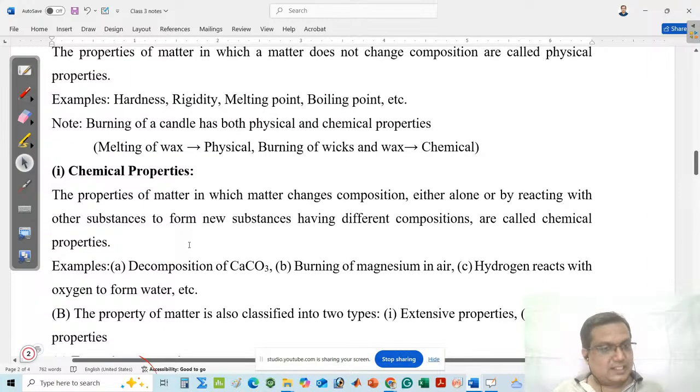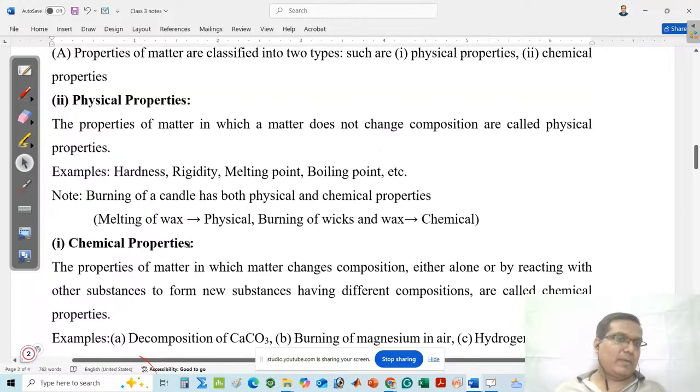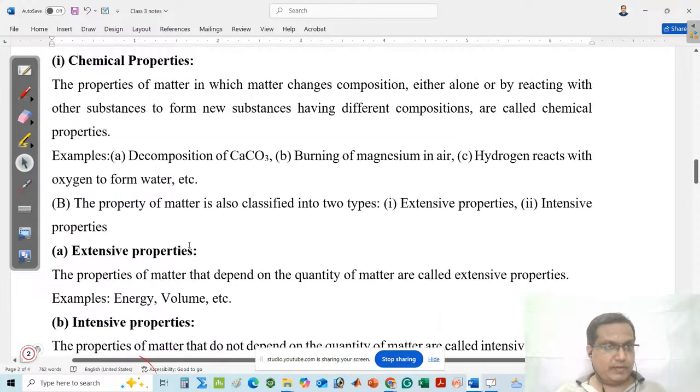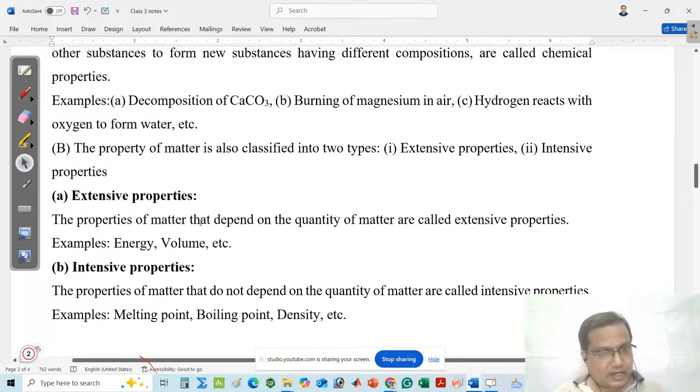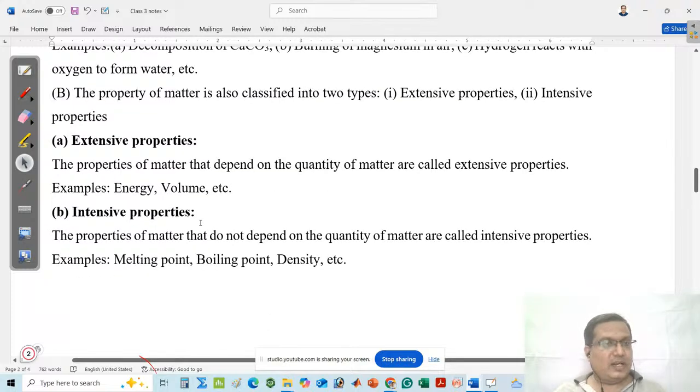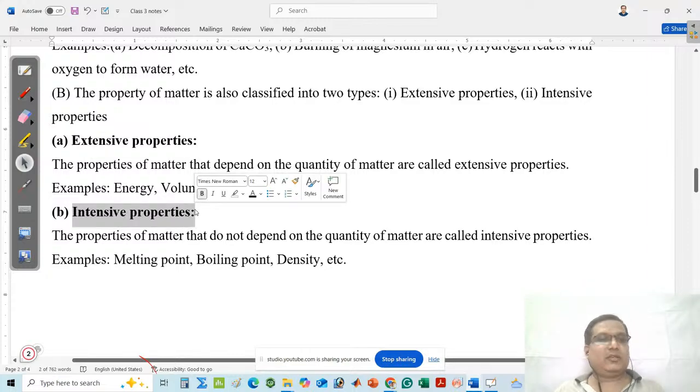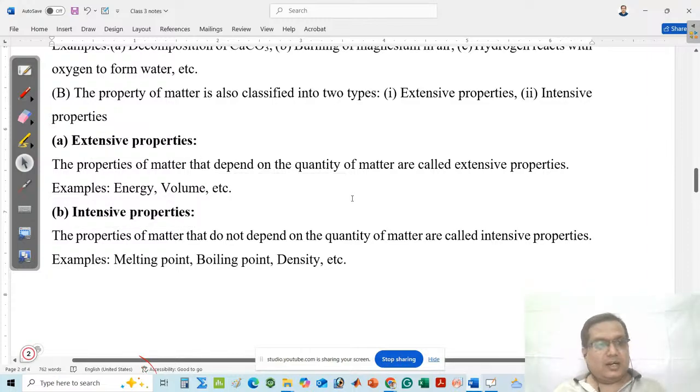This is the general classification of property. One is the physical property, another is the chemical property. But property can also be classified into two types. One is the extensive property, another is the intensive property. This is the other way of classification of property. This can be clearly explained with the help of quantity of matter. Let me show an example.